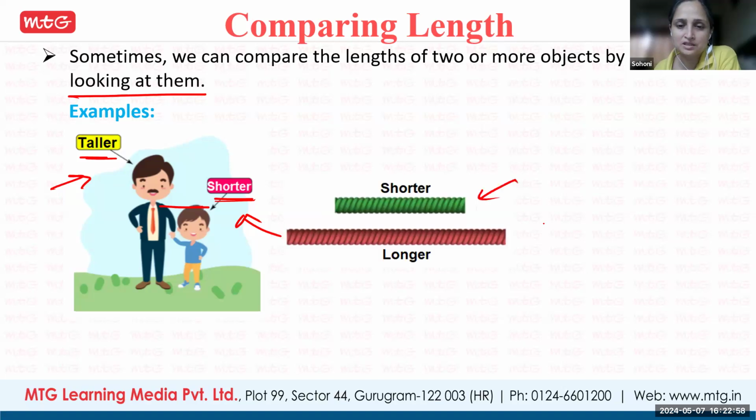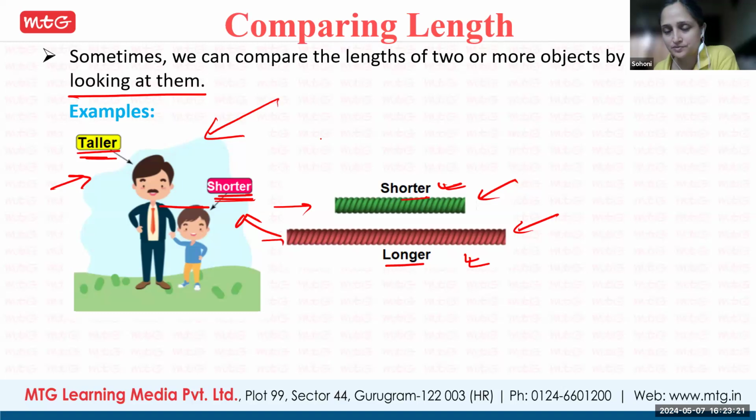Now, two ropes are there, green and red. Just by looking at them, we can say that the green rope is shorter and the red rope is longer. When it's horizontal, we use shorter and longer. And when it's vertical, we use shorter and taller. For vertical, we use taller, and if it is horizontal, then we use longer.